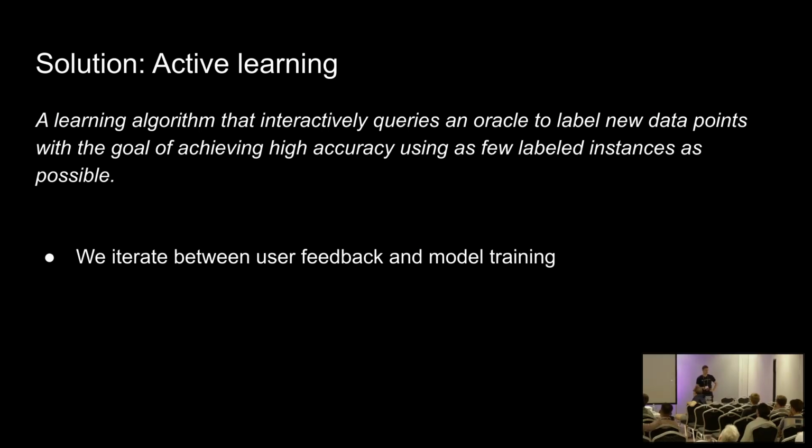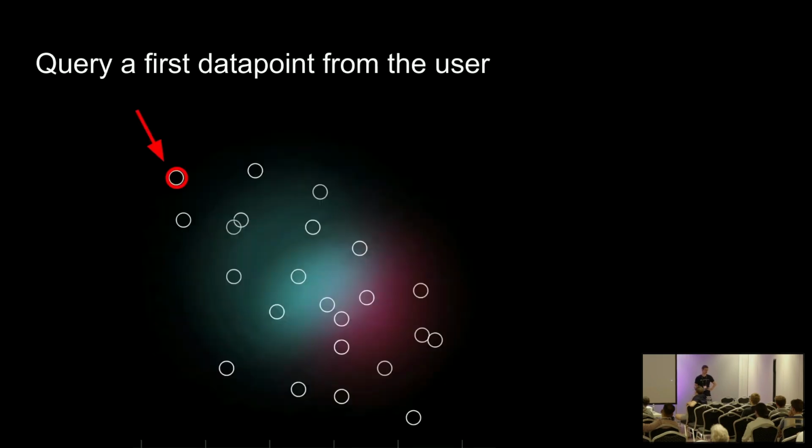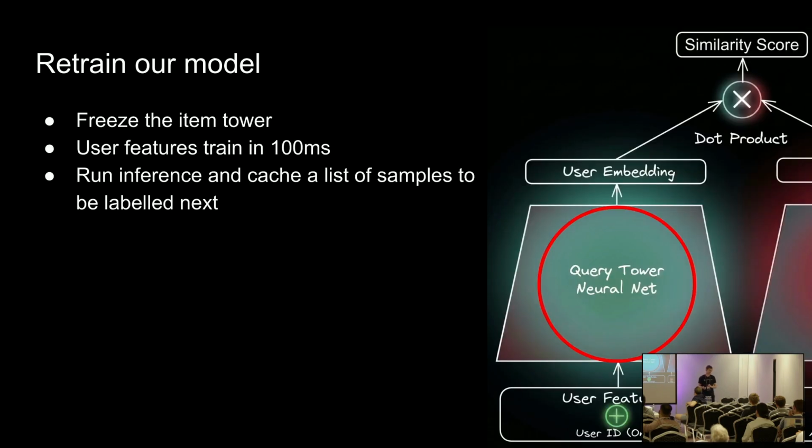Active learning is defined as an algorithm that interactively queries an oracle to label new data points with the goal of achieving high accuracy using as few labeled instances as possible. So we really want to be as fast as possible getting to know our user, right? In this, we iterate between user feedback and model training. The first step is we query a data point, any data point, because we don't know anything. So we ask them, how do you like this one paper?